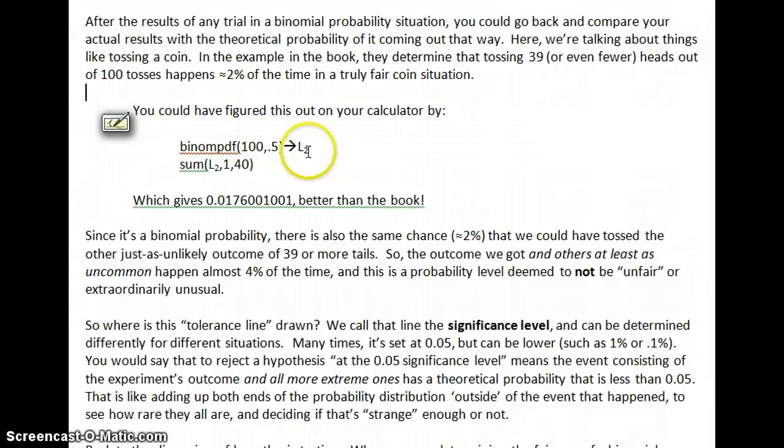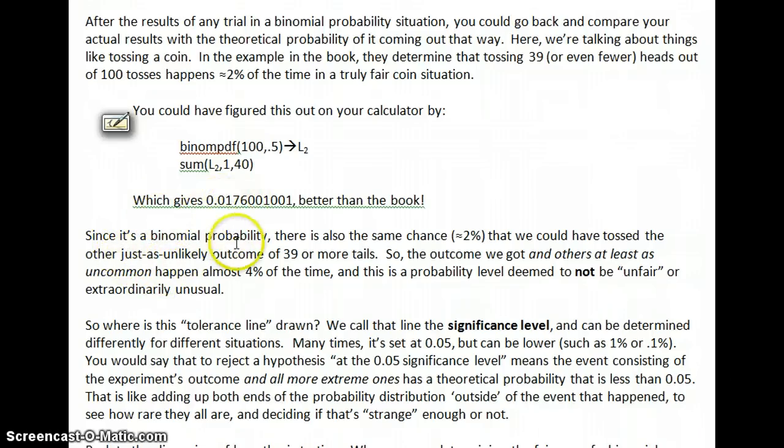We're going to store that as L2. And then we're going to add up a whole bunch of L2. We're going to add up the first 40 from L2, the first element, to the 40th element. That would be from getting 0 successes at the first element to getting 39 successes at the 40th element in that list. Add up all those 40 probabilities, and it's still less than 1%. So that is pretty crazy.